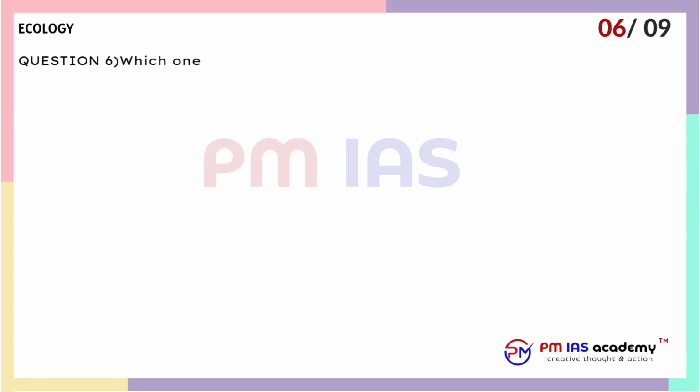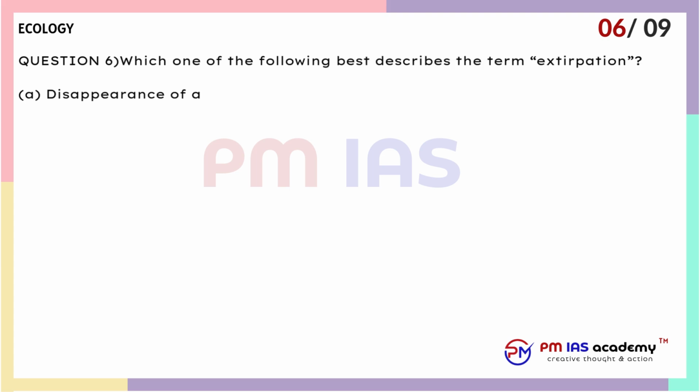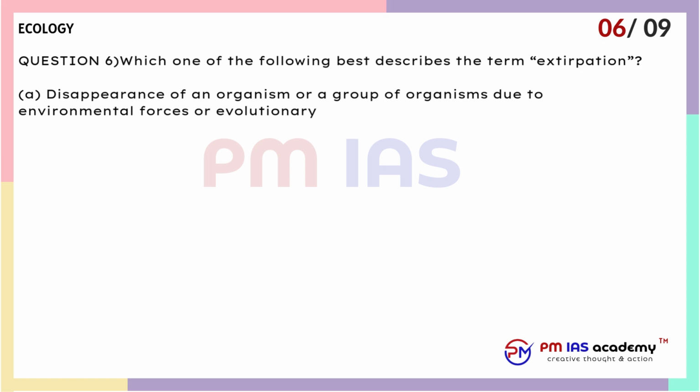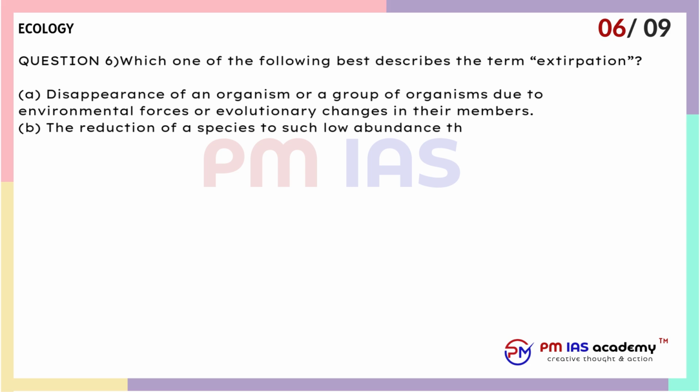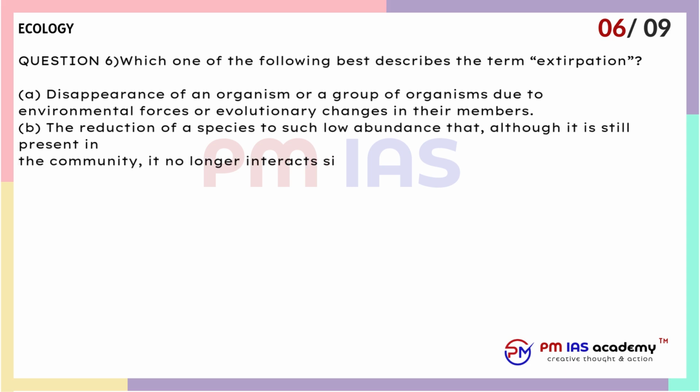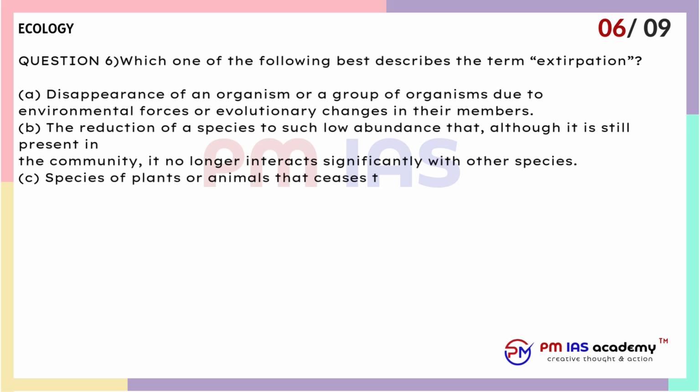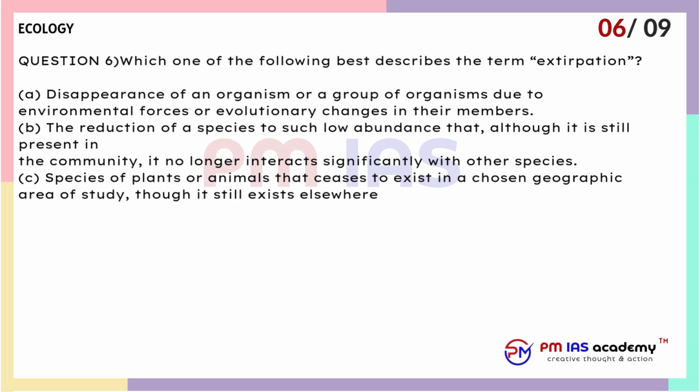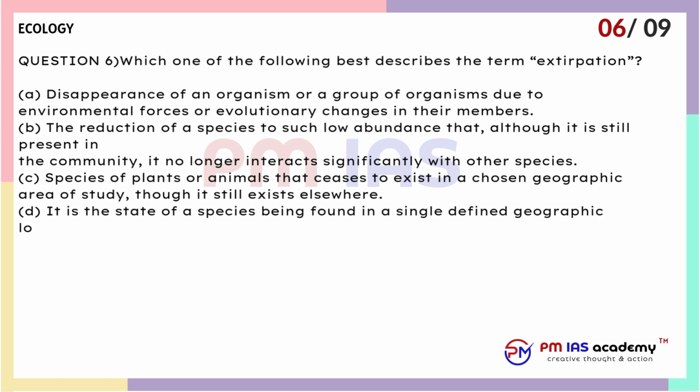Question 6. Which one of the following best describes the term extirpation? A. Disappearance of an organism or a group of organisms due to environmental forces or evolutionary changes in their members. B. The reduction of a species to such low abundance that, although it is still present in the community, it no longer interacts significantly with other species. C. Species of plants or animals that ceases to exist in a chosen geographic area of study, though it still exists elsewhere. D. It is the state of a species being found in a single defined geographic location.